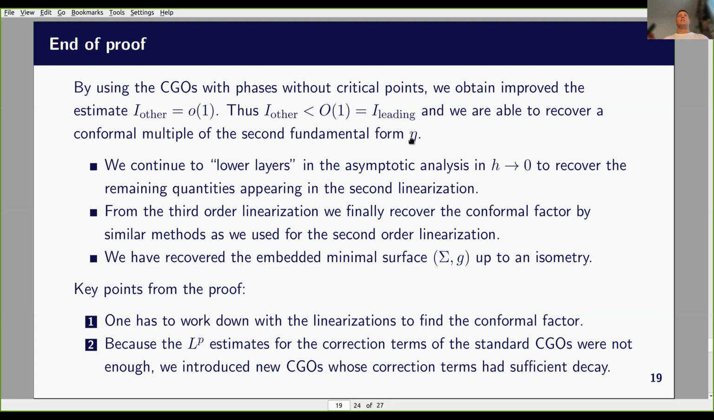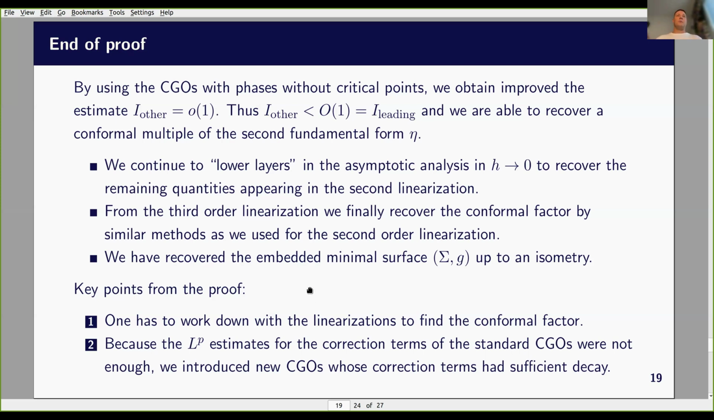So how do we proceed to get this proof done? We first solve completely the second linearized problem, which means that I will go to lower layers in the asymptotic analysis in h to recover the remaining quantities in the second linearization. After that, I will go to the third linearization, and from the third linearization, finally, we can recover the conformal factor by similar methods to those used in the second linearization. So all in all, we have recovered the embedded minimal surface Sigma_g up to an isometry from the DN map, or equivalently from the areas of minimal surfaces.